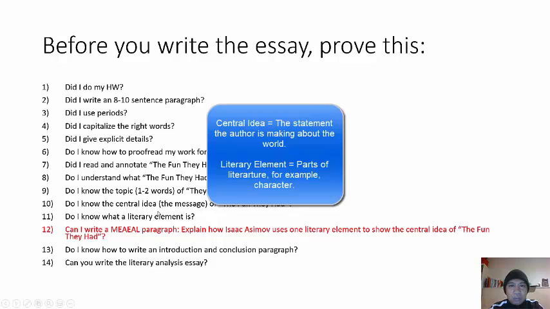All right, central ideas. What's the purpose? Why did he write it? Okay, and he didn't write it because Margie is doing this. He wrote it to tell the world something. Tell me what the author is telling the world.